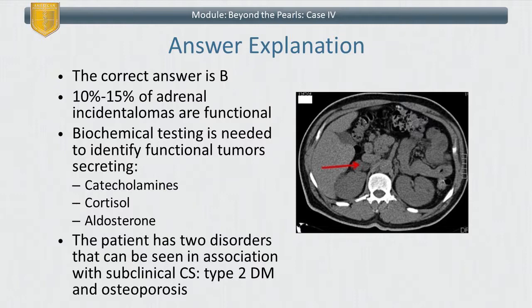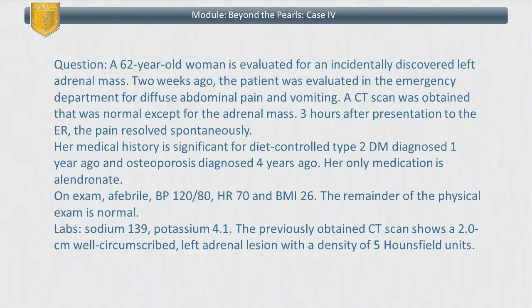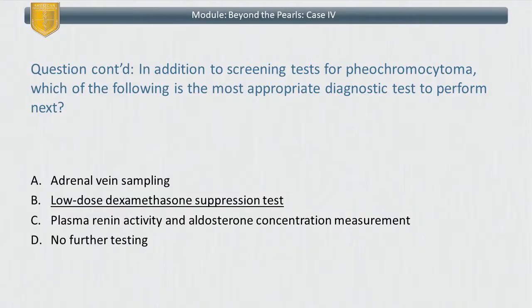What are things that make me worried about Cushing syndrome? Well, it's very strange that at age 62, she was diagnosed with type 2 diabetes only a year ago. Even more odd is that she was diagnosed with osteoporosis at age 58. Usually we screen for osteoporosis at what age? That's right, 65 years of age. So this is early. These are going to be risk factors of having high cortisol levels. So the answer is going to be B.